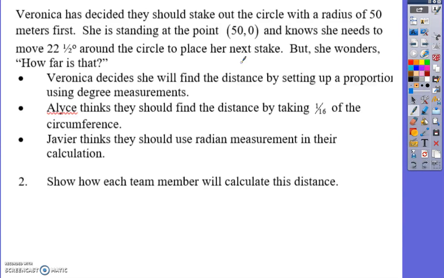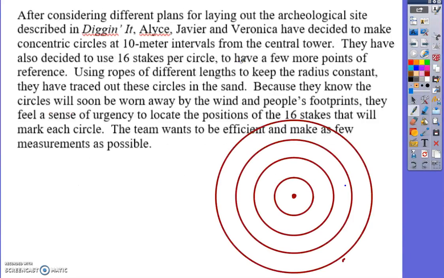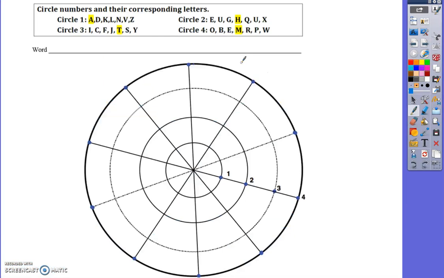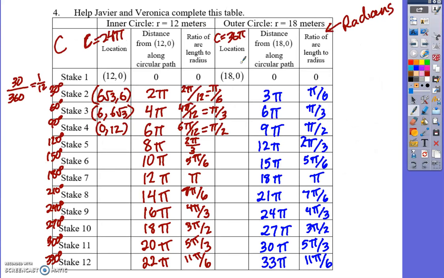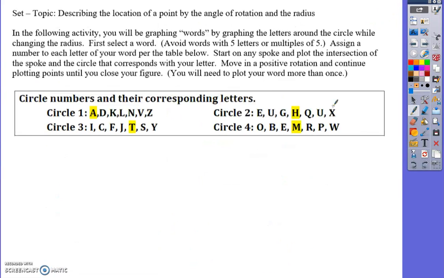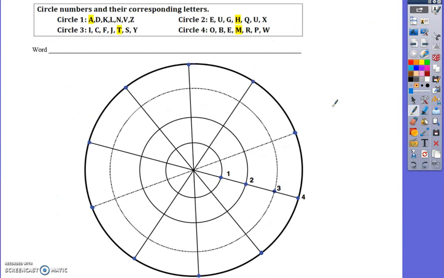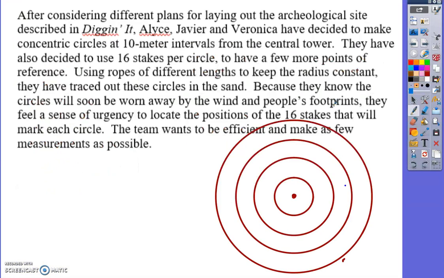Alice thinks she should do it by taking 1/16 of the circumference, and Javier thinks they should use radian measurements, because if you recall again from the task the other day, the radian measure, or the ratio of arc length to radius, came out to be the same no matter what the radius of the circle was. So they think that would be a helpful thing.